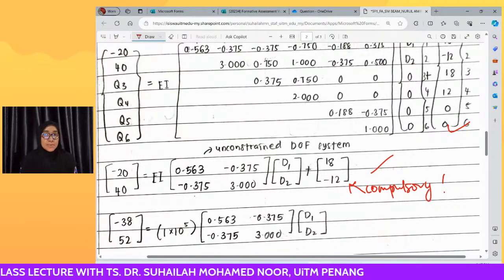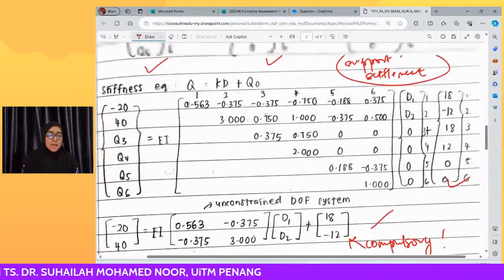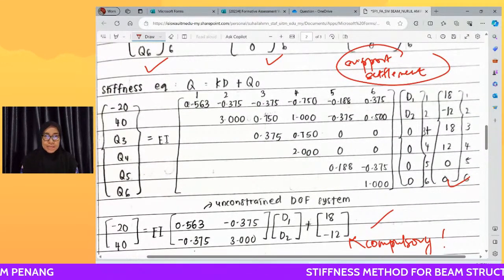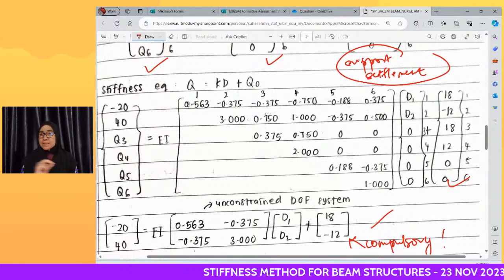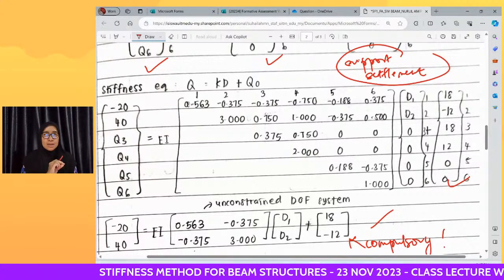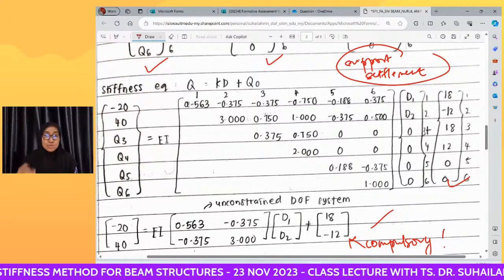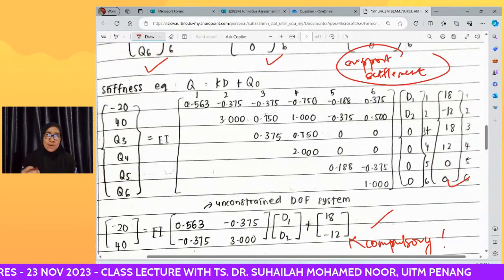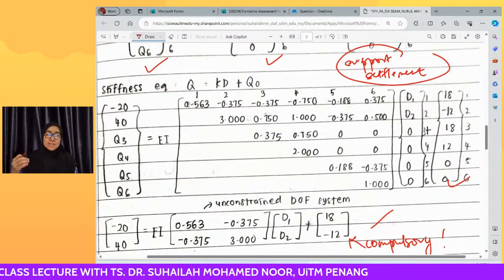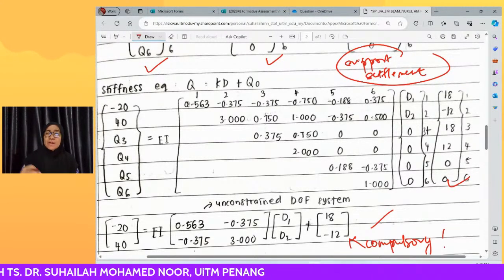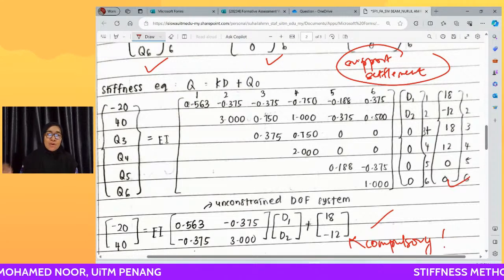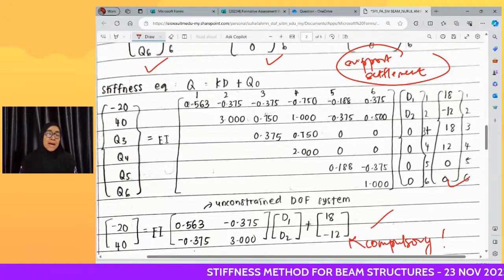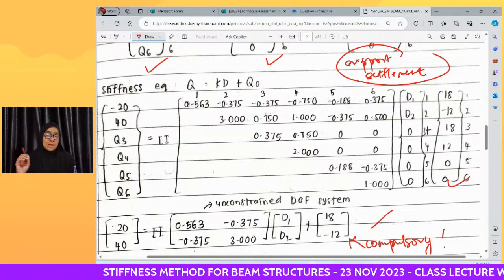Okay, this one is compulsory, in full depending on the question. If there is a statement asking you to give the established stiffness equation for the structure, then you have to give it in full. Other than that, you don't have to give in full.